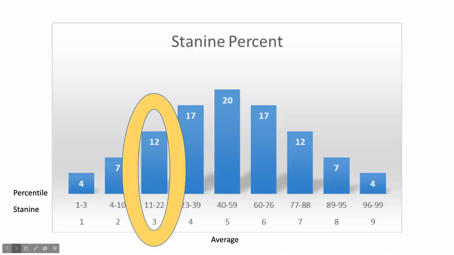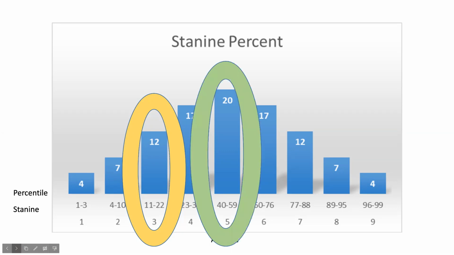For a Stanine 3, 12% of students fall into the Stanine 3 category based on their percentile rank between 11 and 22. Compare that to a Stanine 5, which has 20% of the students and percentile rank between 40 and 59.